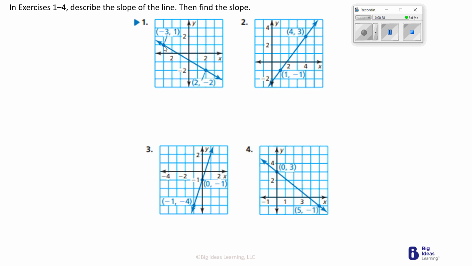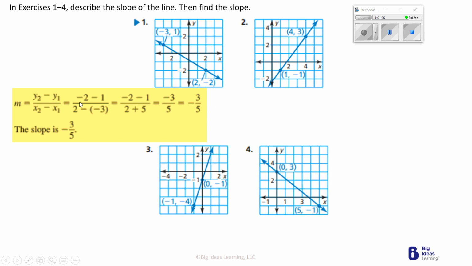Let's see if that makes sense. We're going to go down 1, 2, 3, and over 1, 2, 3, 4, 5. Yep. So, like I said, we put y2 minus y1 over x2 minus x1. We're taking this as our y2. All right, remember, every one of these coordinates is written as x, y. Okay?